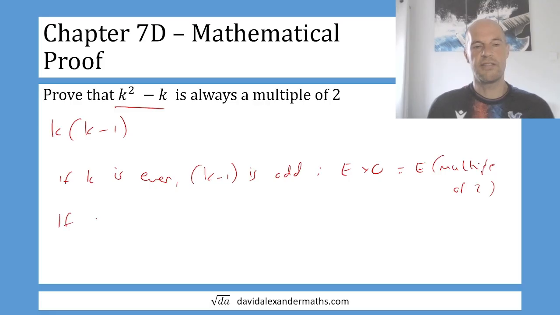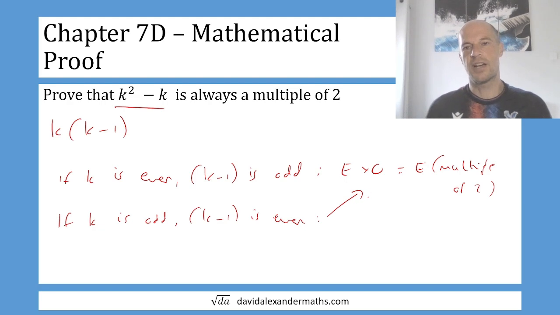Okay, or let's consider it the other way around. If k is odd, then k − 1 is even. And again, odd times even, or even times odd, is even, so therefore it is always a multiple of 2.